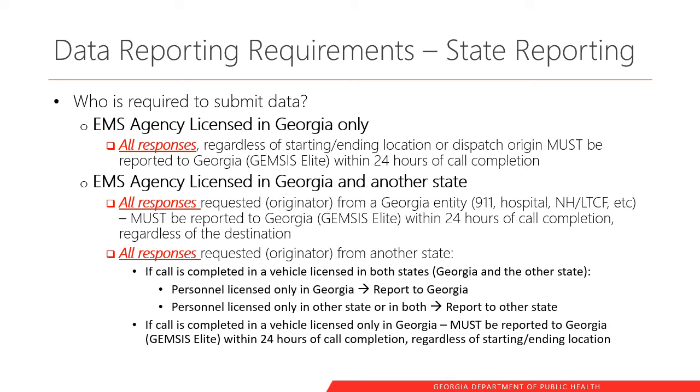If a call or response originates in another state, whether that's from 911 or anything else, and that call is completed in a vehicle that's licensed in both states, so this one vehicle is licensed both in Georgia and in Alabama, and the personnel on the vehicle are licensed only in Georgia, which basically means that response is only meeting the requirements of Georgia and not meeting the requirements of Alabama, then that call needs to be reported to Georgia.